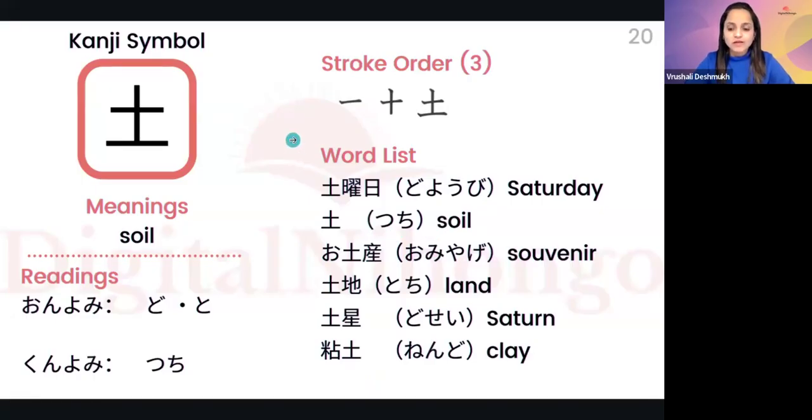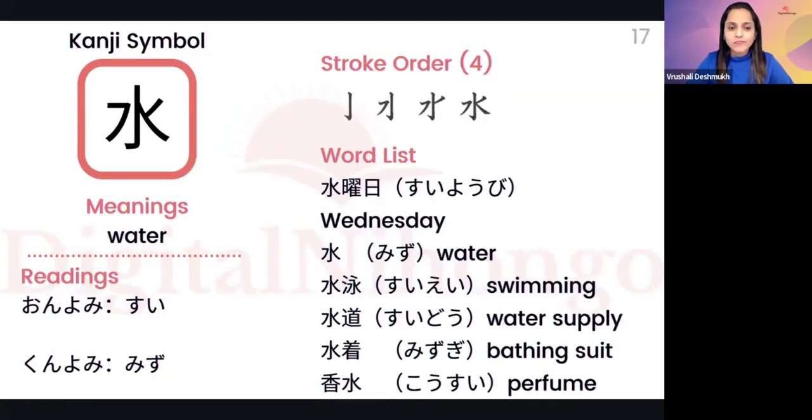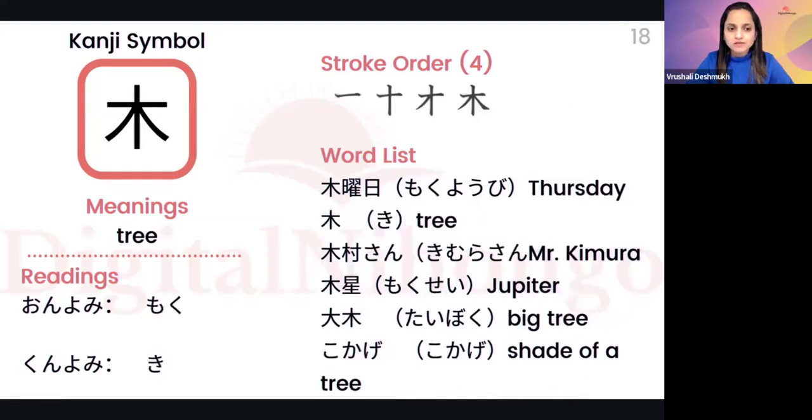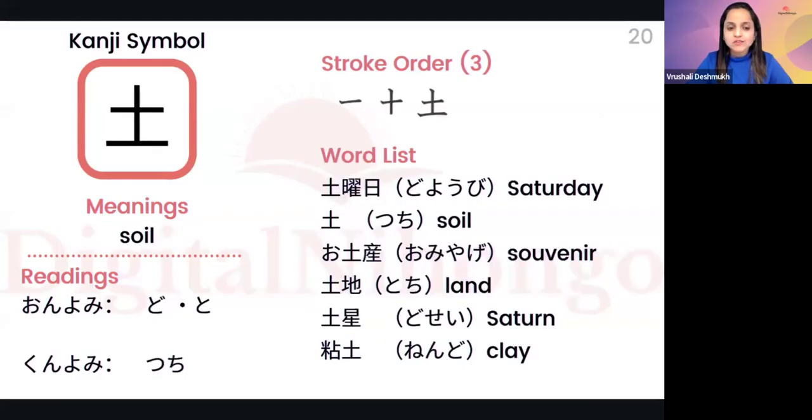Okay. So today we have learned these five kanji: ka or hi, sui or mizu, moku or ki, kin or kane, do, to, or tsuchi. And here we are done with the kanji for the days of the week.